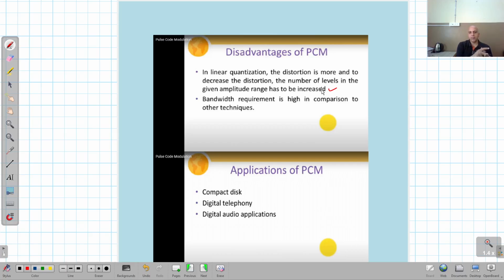As far as applications of PCM are concerned, we can use it in compact discs, digital telephony, and digital audio applications, but in reality it is rarely used because of these drawbacks. I am showing you one more drawback of pulse code modulation.